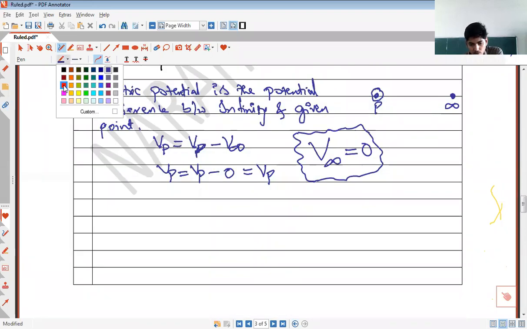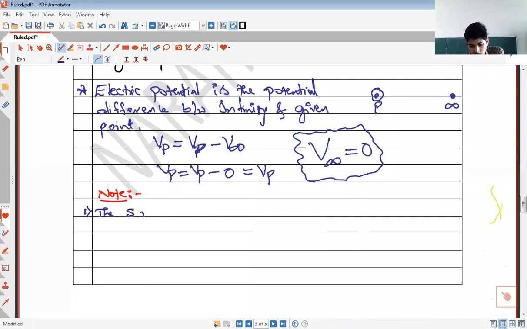With this, we'll write a small note on electric potential. We'll try to understand what the SI unit of electric potential is. See, the SI unit of electric potential is joule per coulomb.